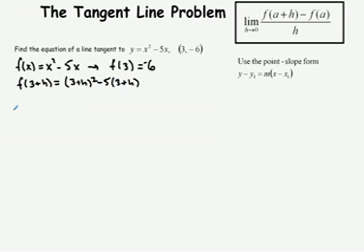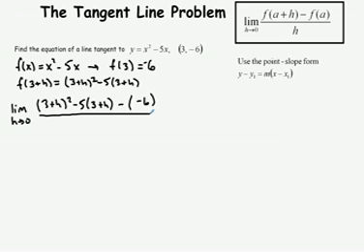So we're going to go ahead and write this out. We're going to take the limit as h approaches 0 of the quantity 3 plus h squared minus 5 times the quantity 3 plus h. And we're going to subtract from that our f of a value, that's negative 6. And we're going to divide the whole thing by h. Then we're going to have to simplify.